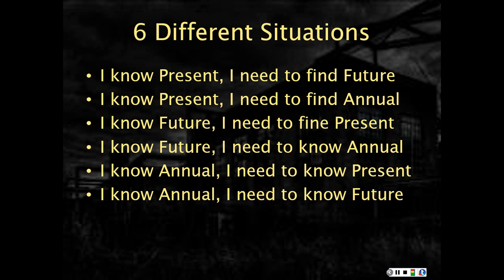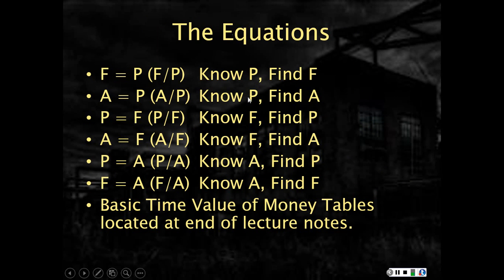And I simply pick the right interest rate and the right column from the interest rate table to find the number to plug into that formula. So the equations: if I know P to find F, this is the equation that's used. If I know P to find A, that's the equation, and so forth. And the basic time value of money tables are located at the end of the lecture notes. So I included all the common time value of money tables for some of the common interest rates.